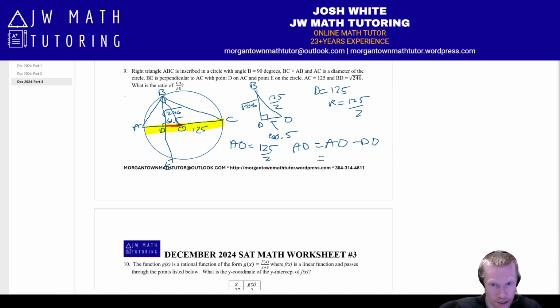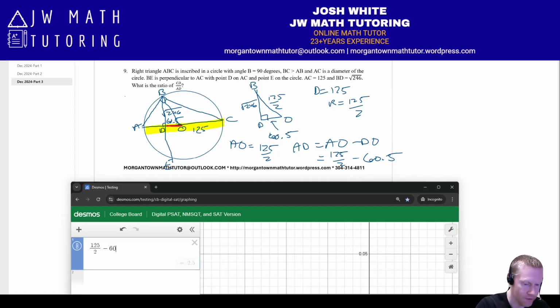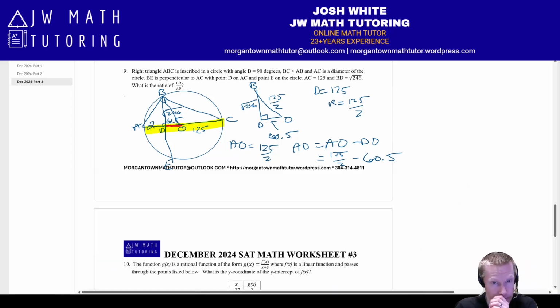So AO is the radius. That's 125 over 2. And I'm just going to do this again, all in Desmos. DO, we just found 60.5. So 125 over 2 minus 60.5. That means the length of AD is just equal to 2.